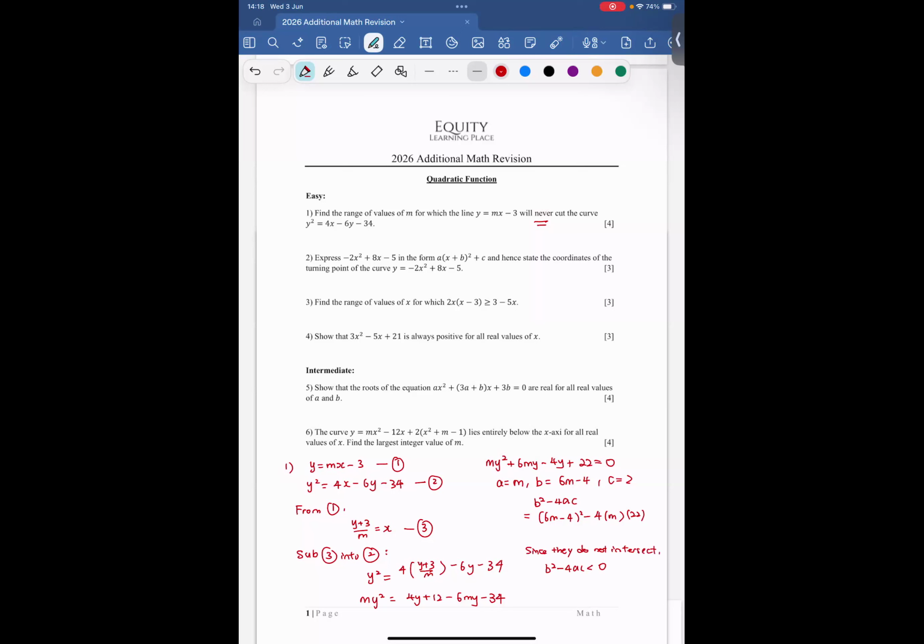Try this yourself. After that, try question 2, 3, 4 yourself also. I will go through in a while. If you got any question, please voice out. You type in the chat. I cannot see because I'm sharing the screen.